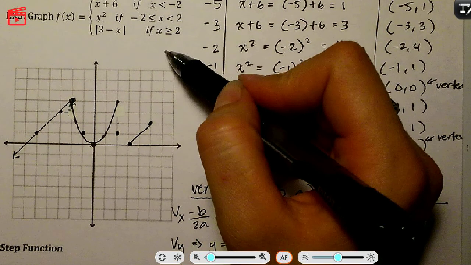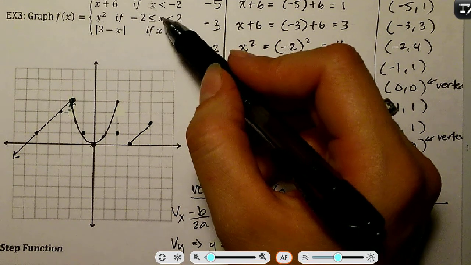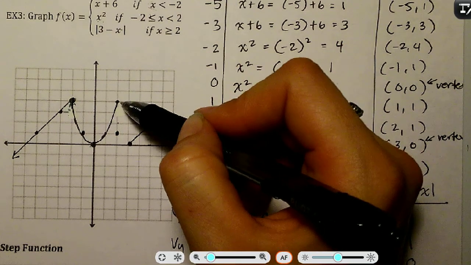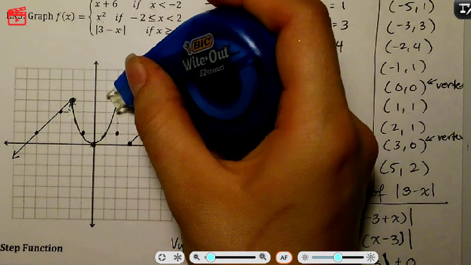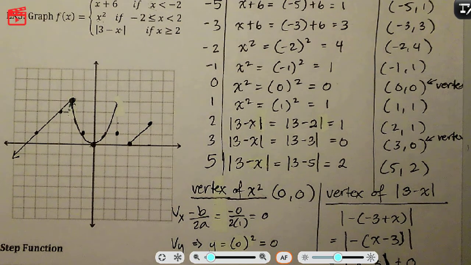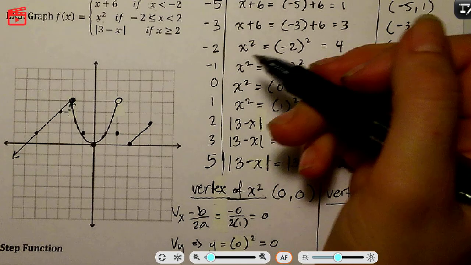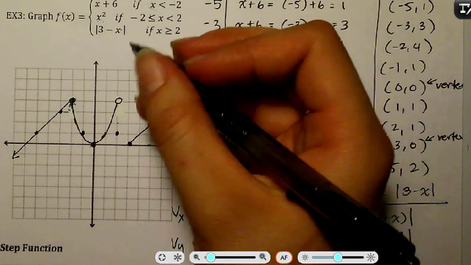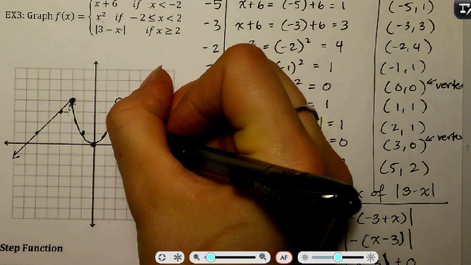The question here, though, is which of these graphs can 2 be included on? It's not being included to 2, so I actually filled in the bubble there. I should not have filled in the bubble there. It gets as close to 2 as possible. We don't actually touch 2 for the parabola, so we're going to use the open bubble. The one that does touch 2 is my absolute value. Okay, so it's going to go right up to this point, and we can include 2, so we're going to use the solid bubble.